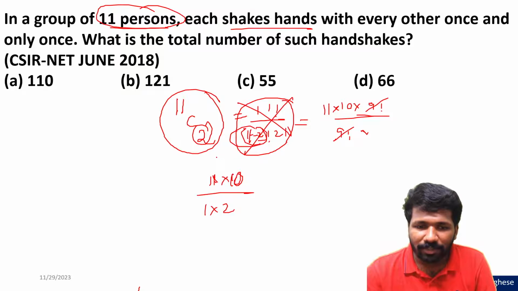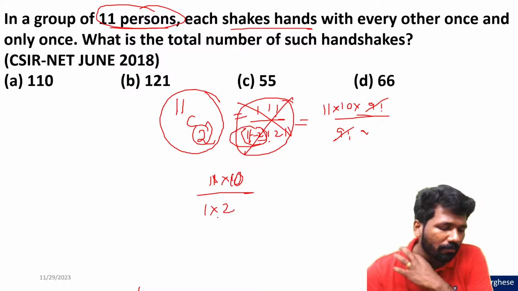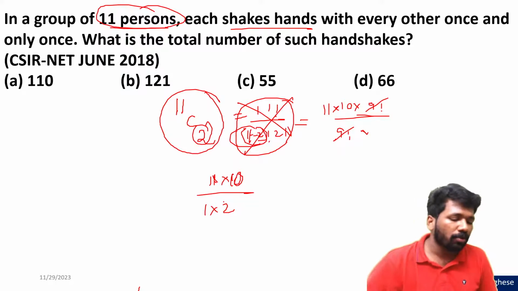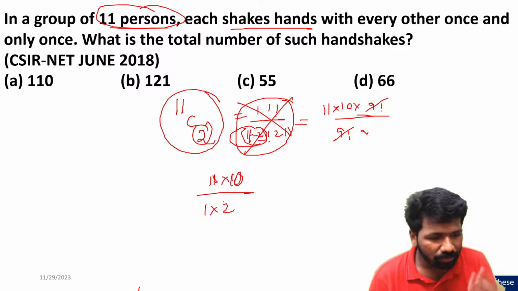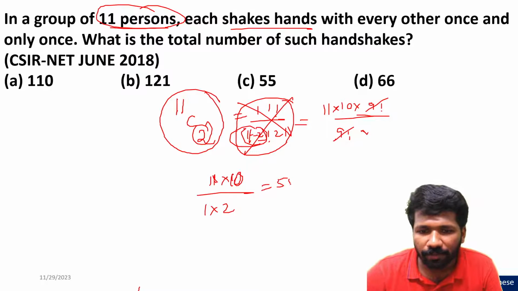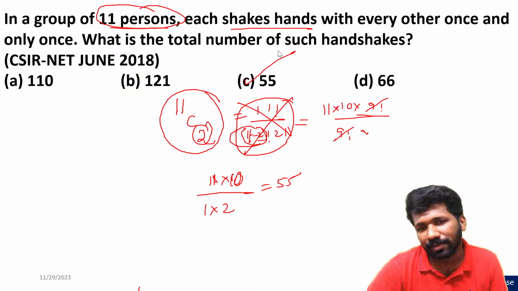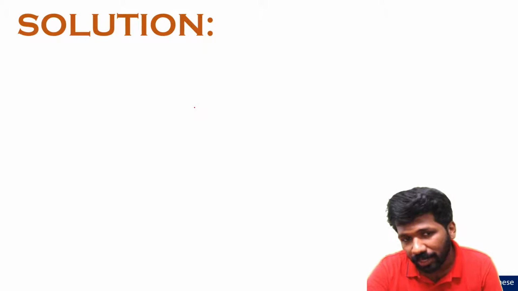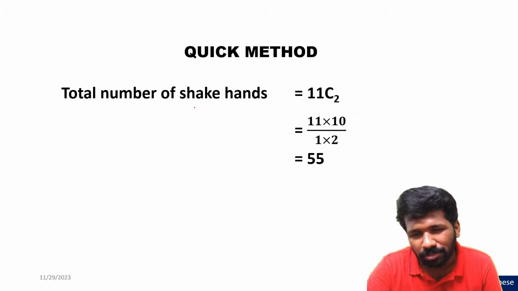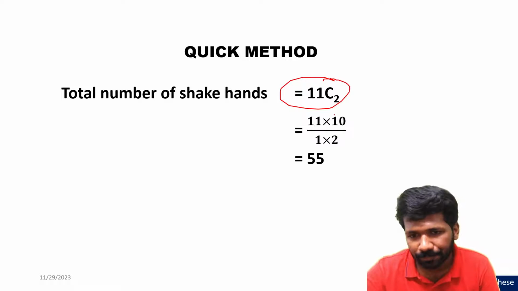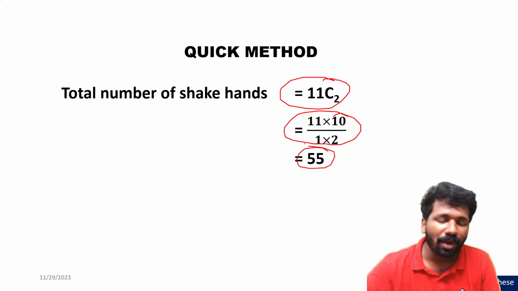If it was 11C2, 11 into 10 divided by 1 into 2. If it was 11C3, 11 into 10 into 9 divided by 1 into 2 into 3. 3 numbers. Clear? 11 into 10, 110 by 2, 55 would be the answer. This is where the combination formula is needed. Again, let me reiterate what I told us. Permutation formula is not very needed, but combination formula is useful in some situations to do the question faster.